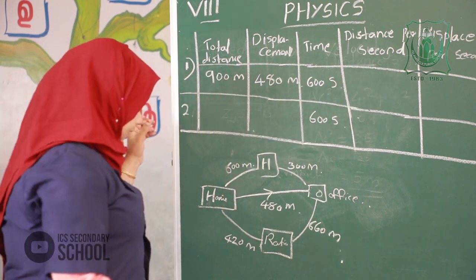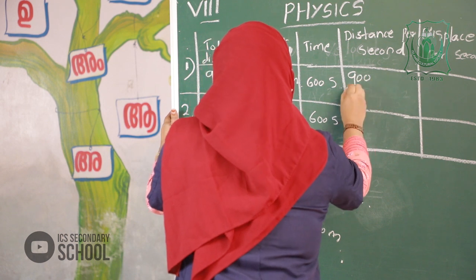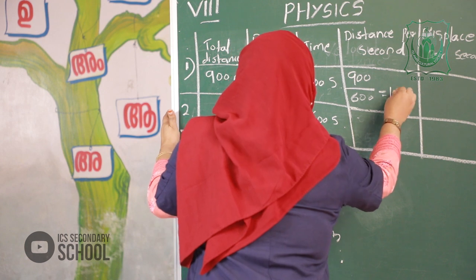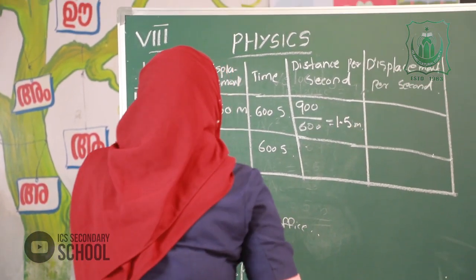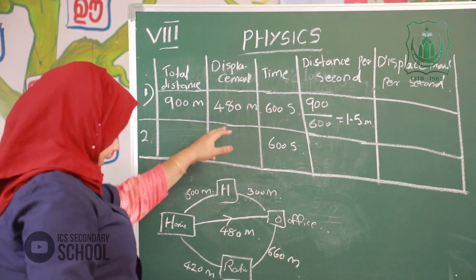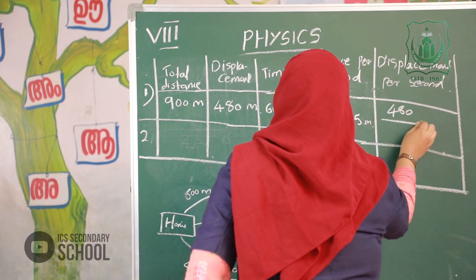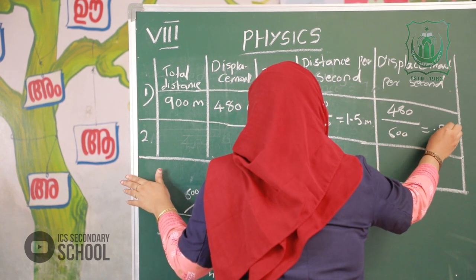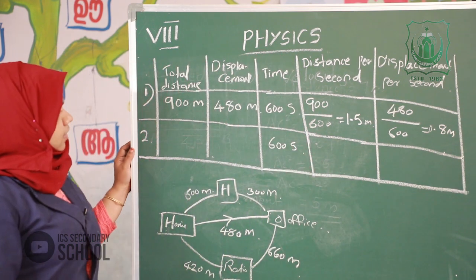Then, distance per second. Distance 900 divided by 600, what do you get? 1.5 meter per second. Then what is displacement per second? Displacement 480 divided by time 600, so 0.8 meter. Got it?